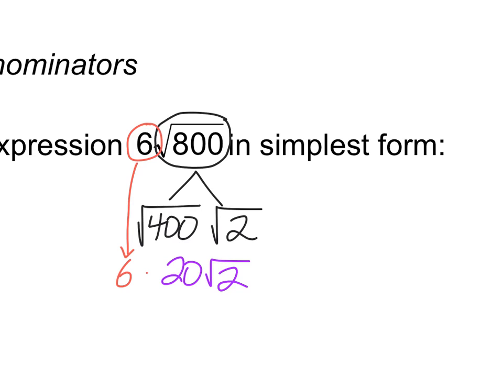So bring down the 6 and then multiply the 6 by the 20, because only rational numbers can be multiplied together. You can't multiply a rational by an irrational. 120 times the root of 2.